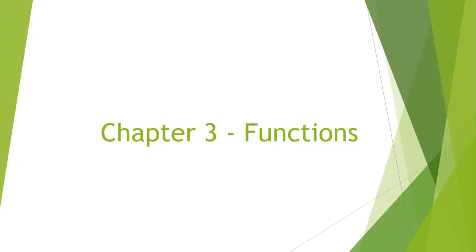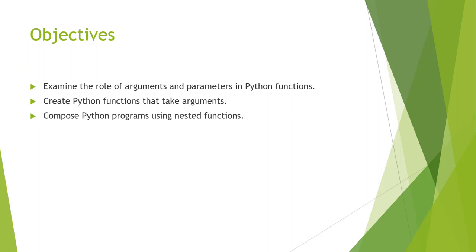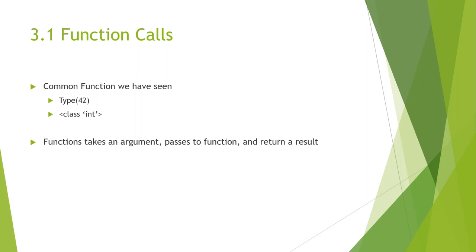Welcome. In this chapter, we are looking at functions. The objectives are to examine the role of arguments and parameters in functions. We're going to be creating a Python function that takes arguments, and we're going to examine Python programs using nested function options. First of all, a common function that we've seen is type. Type 42 should respond with class int.